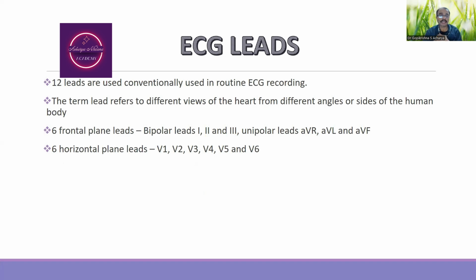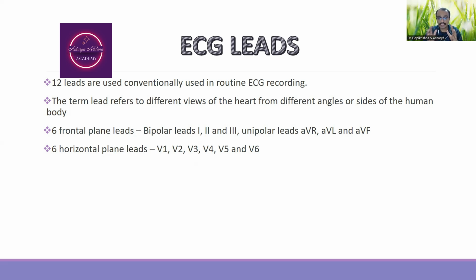As far as the ECG leads are concerned, basically 12 leads are conventionally recorded in the routine electrocardiogram. As we have discussed earlier, it is nothing but different views of the heart from different angles or from different sides of the human body. Basically, 12 leads are again of two categories: 6 frontal plane leads and 6 horizontal plane leads. The 6 frontal plane leads are also termed the limb leads, and the horizontal plane leads are termed chest leads.